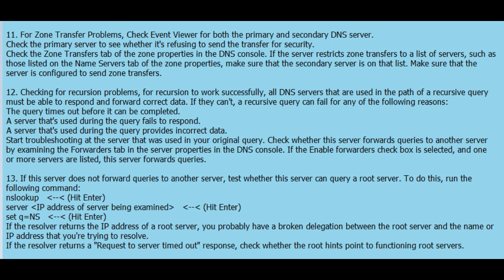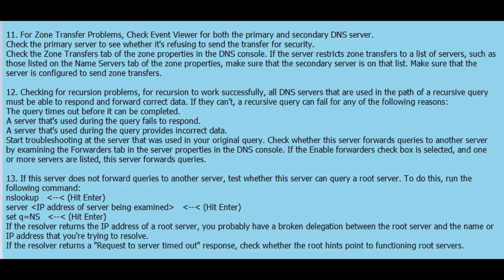12. Checking for recursion problems. For recursion to work successfully, all DNS servers that are used in the path of a recursive query must be able to respond and forward correct data. If they can't, a recursive query can fail for any of the following reasons. The query times out before it can be completed. A server that's used during the query fails to respond. A server that's used during the query provides incorrect data.